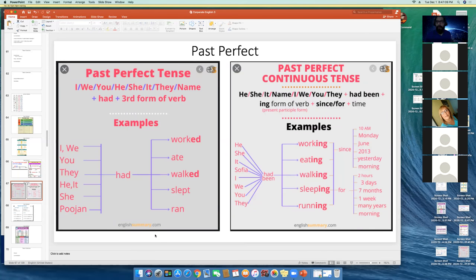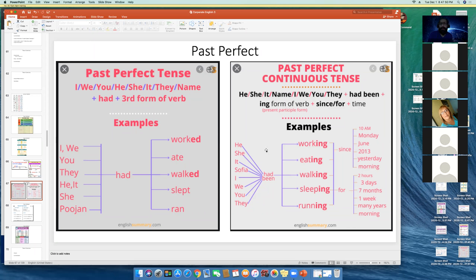And these all help out because they help you formulate what you want to say. And you could use past perfect tense. You can use I, you, we, he, she, it, they, you can use a name, plus the had, plus the third form of the verb. These examples work, right? You can say they had walked, and it will still work.